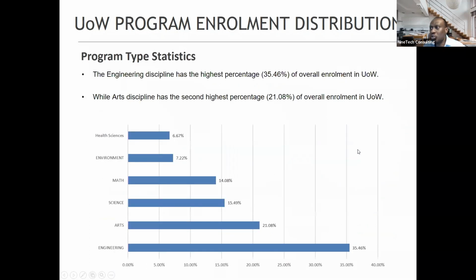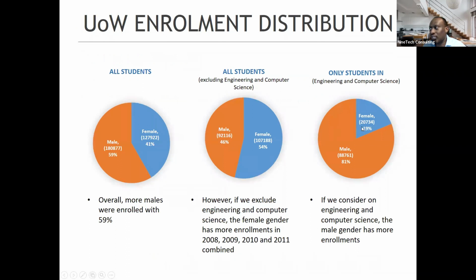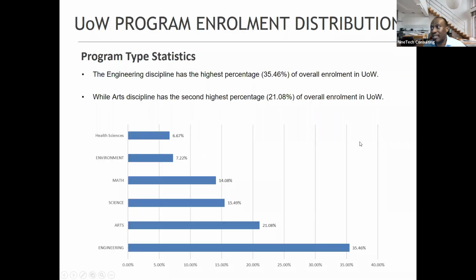I didn't show you this one, but I also did program type statistics. What does it mean? I did all the enrollments with respect to the various departments. And if you look, engineering has 35% of all enrollments, so it means that a lot of people enroll in engineering. If you compare that to here, you will see there's a match. This shows that we have a lot of males that enroll in engineering.